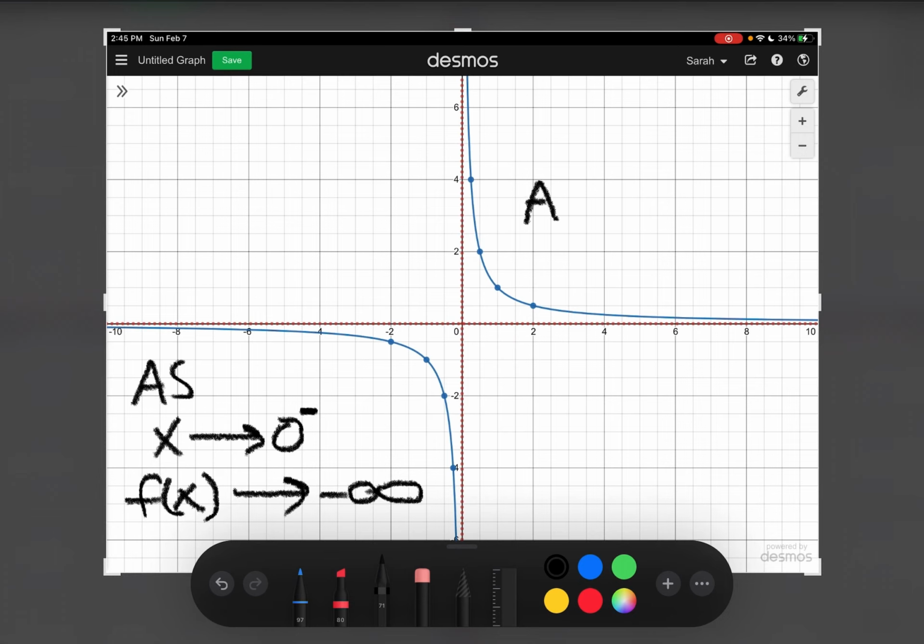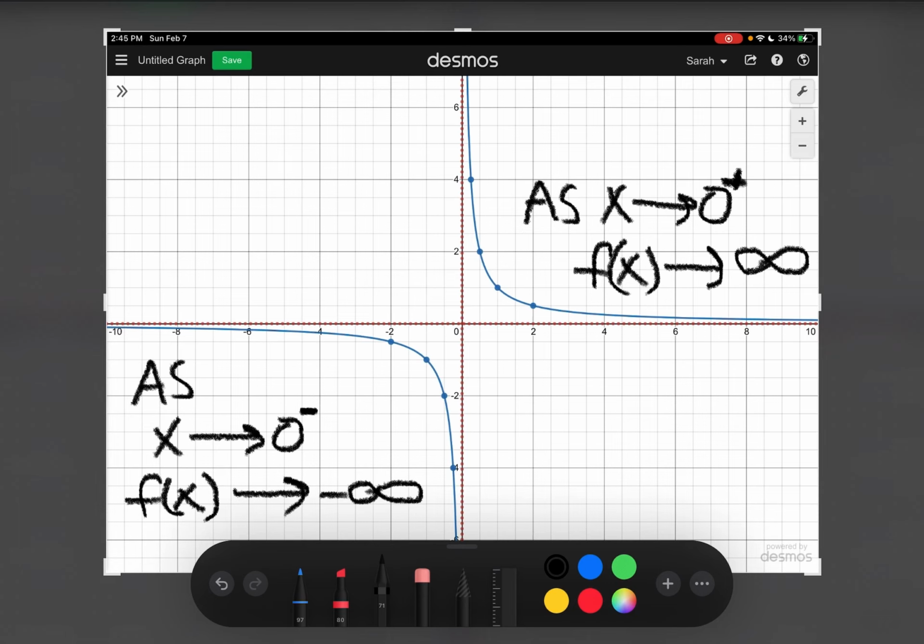And as I approached 0 from the right, so as my x value approached 0, and then this little plus means from the right side of 0, my function output, f of x, got larger and larger and larger.